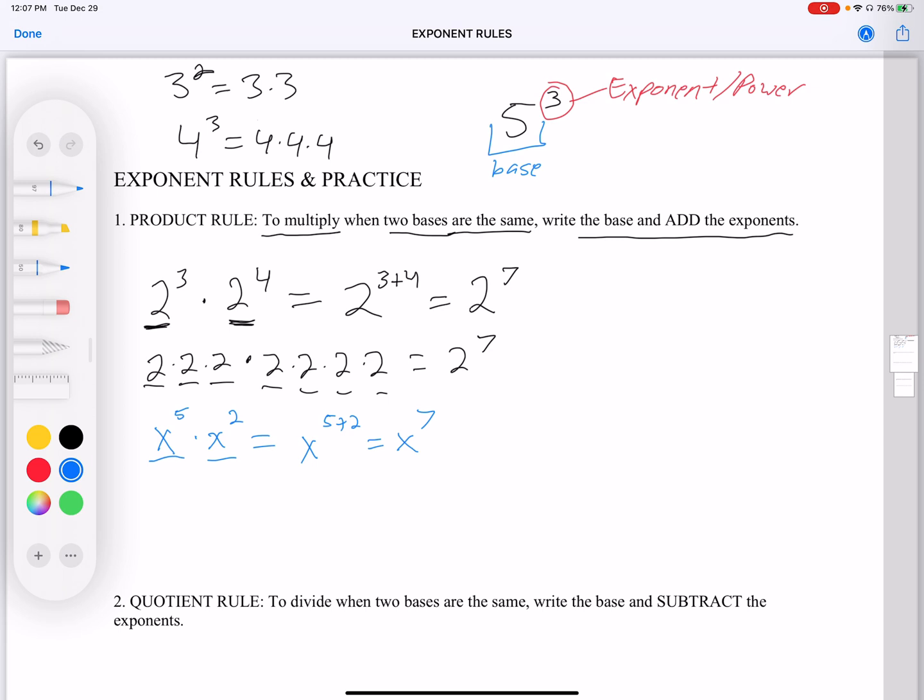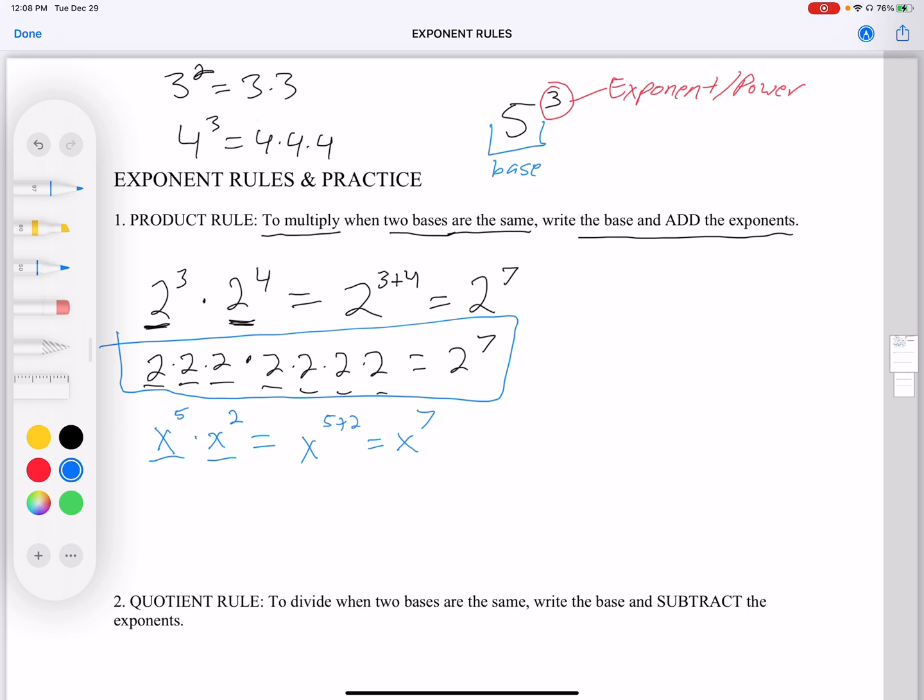What I want you to understand is this does not mean that you can add the bases together. Okay, you're not going to add the bases. This doesn't become 4 to the 7th, it becomes 2 to the 7th. And I showed you why right here. Again, we broke down 2 to the third, it gave me 2 times 2 times 2, and 2 to the fourth, which gives me 2 times 2 times 2 times 2. And when I put them together, there's 7 2's, so it's 2 to the 7th.